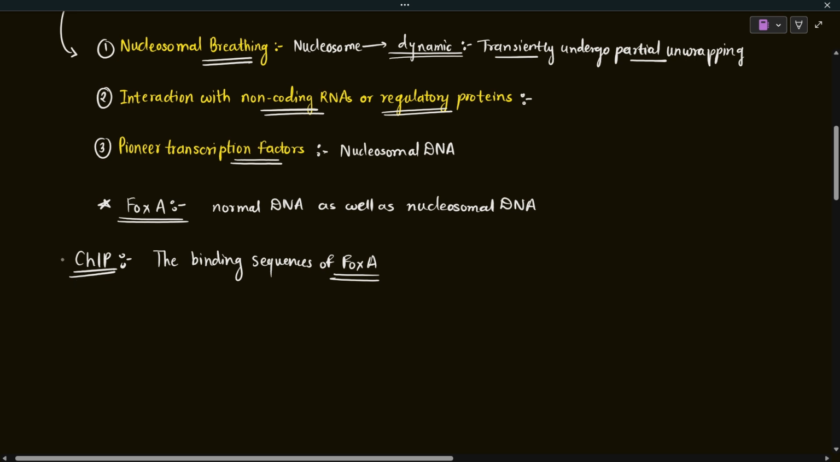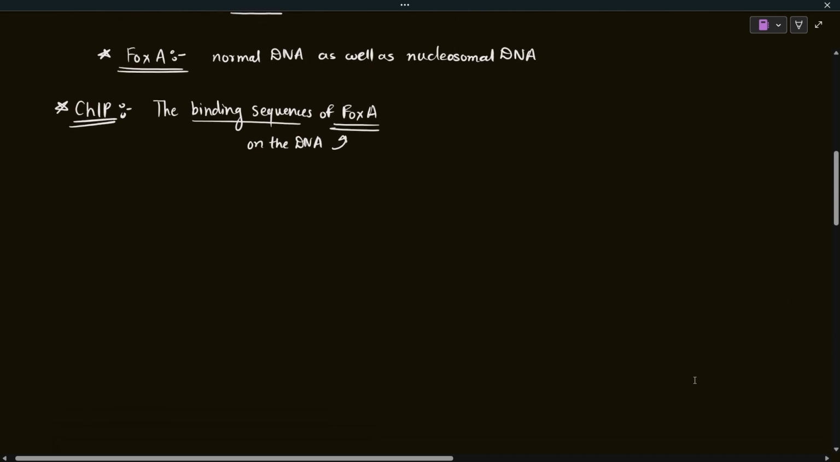In some other video, I'll explain the ChIP assay in detail. For now, if you don't know ChIP, just know that it can help you decipher the sequence to which a certain protein can bind. So here, using ChIP assays, they found out the binding sequences on the DNA to which FOXA can bind. Once they found out the DNA binding sequences, they performed EMSA.